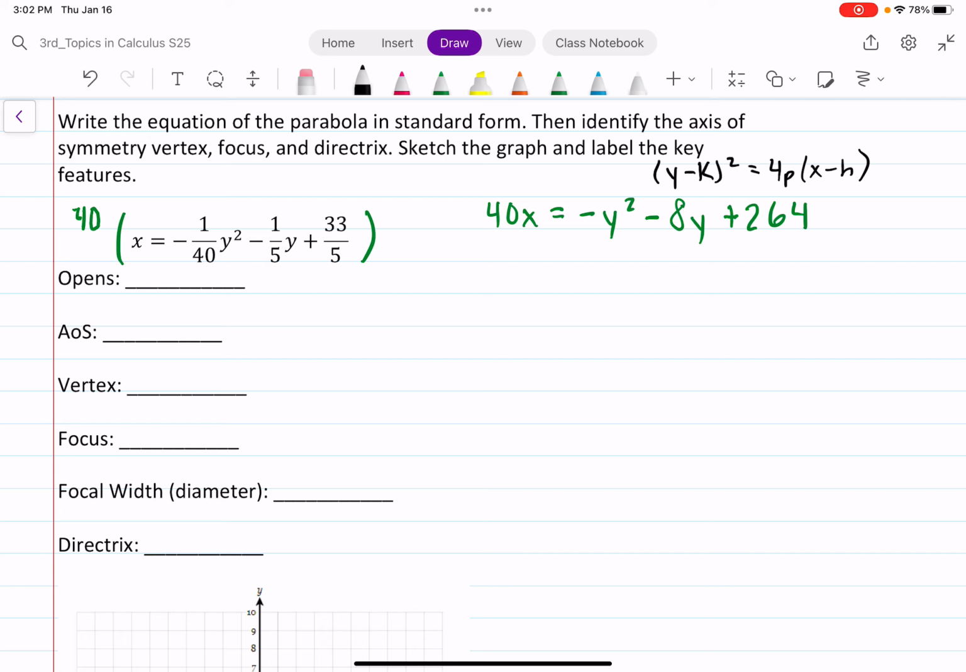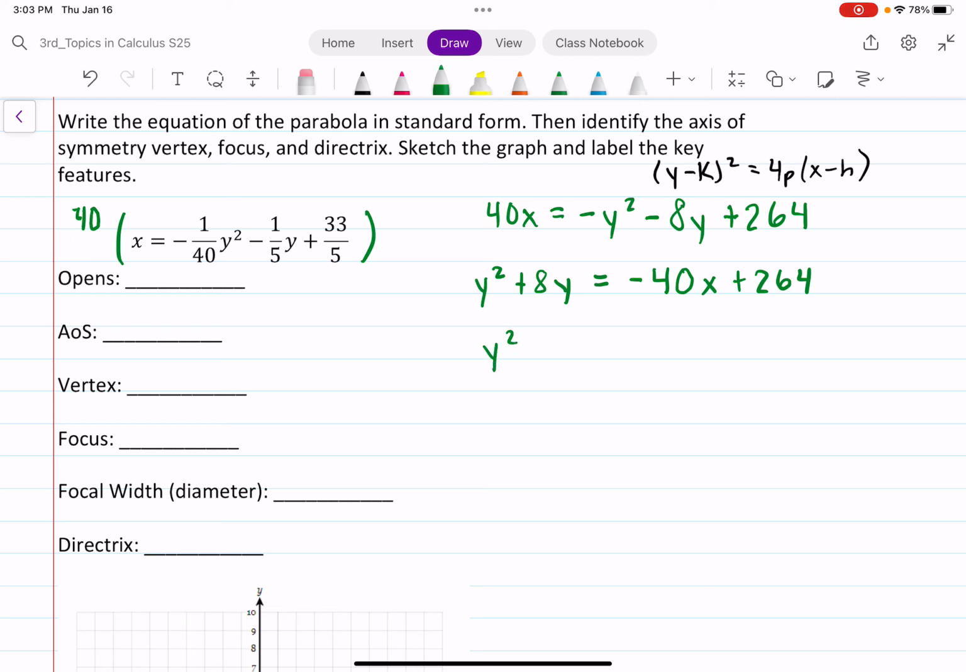All right, so the first thing I want to do is switch this order. Since that y squared is negative, I'm going to add everything to the right-hand side. So that becomes positive y squared, positive 8y, since it was negative. And then I'm going to subtract the 4x, or 40x, I mean, to the other side. And then the 264 just stays put. That way it's in the correct form where the y's are on the left and the x's are on the right. Now we can complete the square.